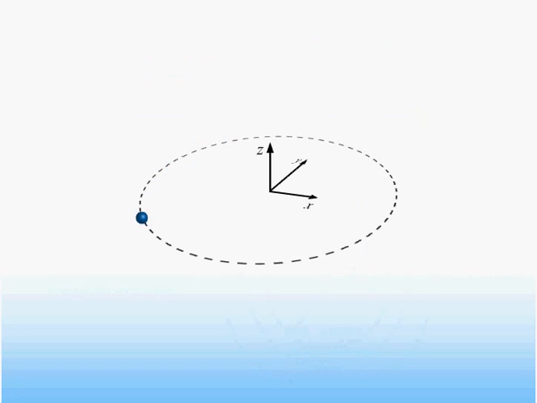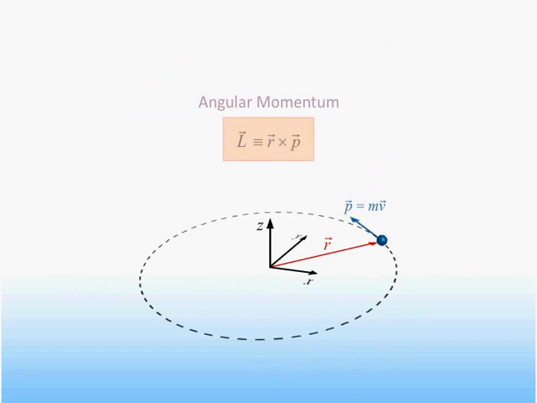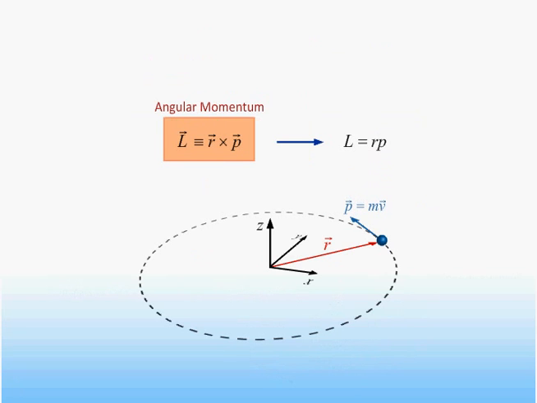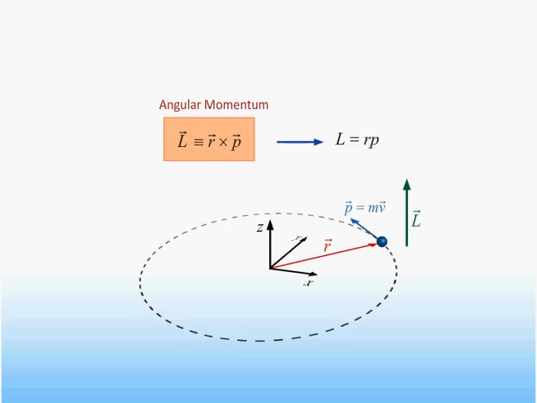Here we see a particle of mass m moving with constant speed v in a circle of radius r around some rotation axis. To calculate the angular momentum of the particle as it goes around the axis, we just need to evaluate r cross p. The magnitude of this cross product is just r times p, since the vectors are perpendicular. Using the right-hand rule, we see that the direction of the angular momentum is along the z direction.